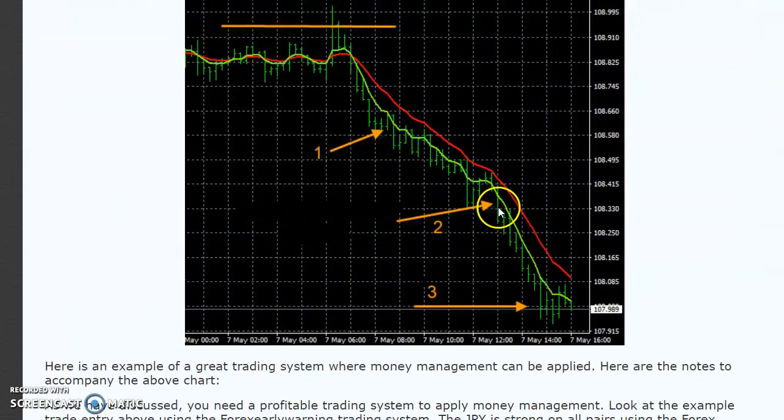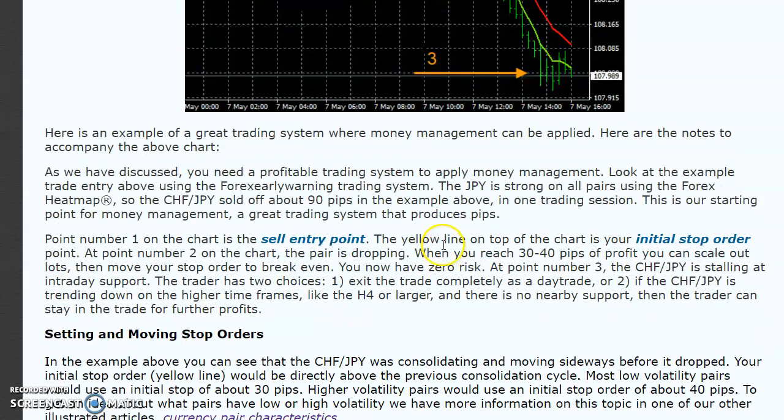Now also at point number 2, you're up about 30 to 40 pips here. The total movement here was about 90 pips. At this point, you scale out lots. So if you sold 6 mini lots, you can scale out 3 mini lots here. Set your stop to break even and hold on to the other 3 mini lots and see where it goes.